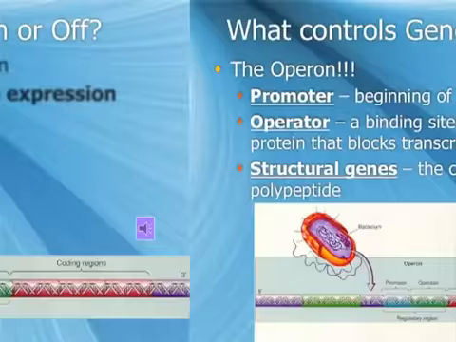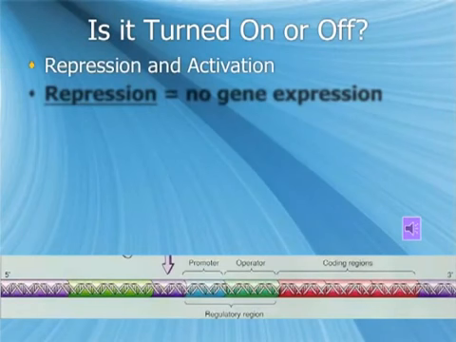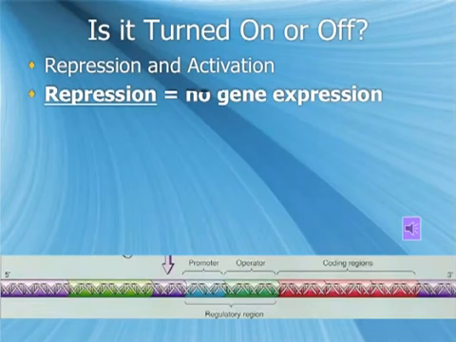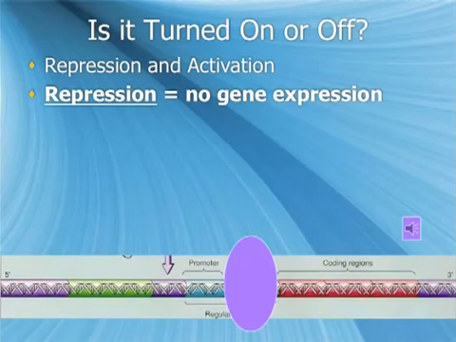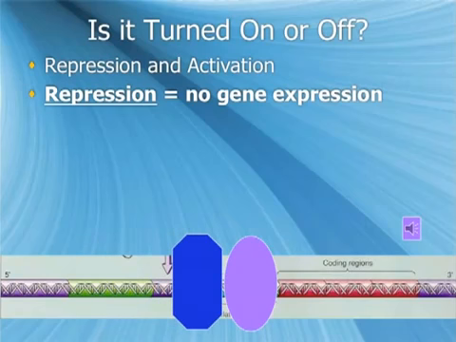So what actually happens is a gene can either be turned on or turned off, repression and activation. For repression, there's no gene expression. So there is the protein bound to the operator, making it so that the RNA polymerase tries to come through and then literally gets blocked. It's a roadblock there. So therefore no transcription can occur.